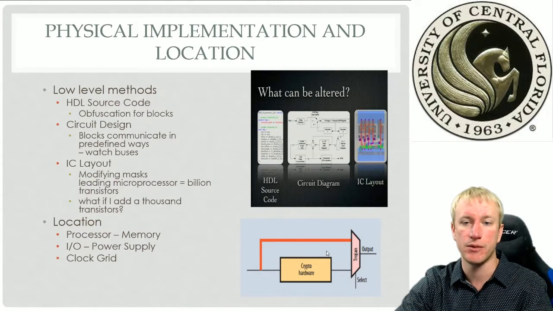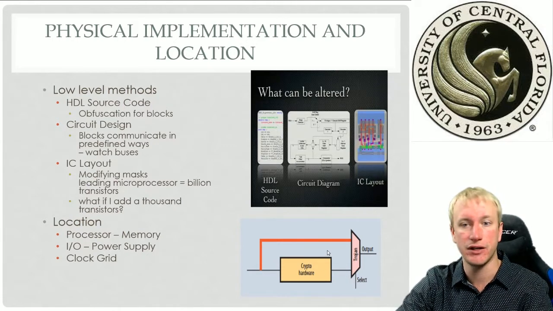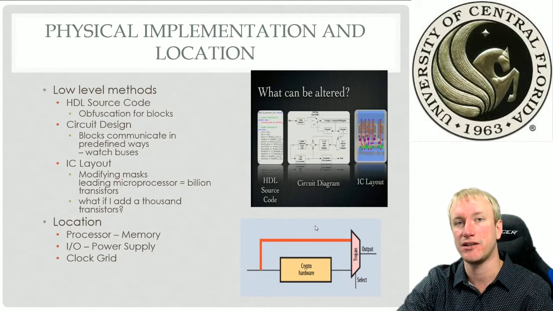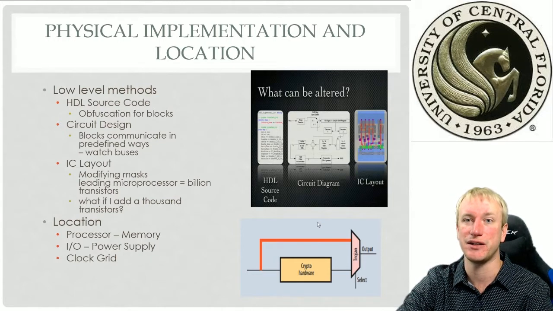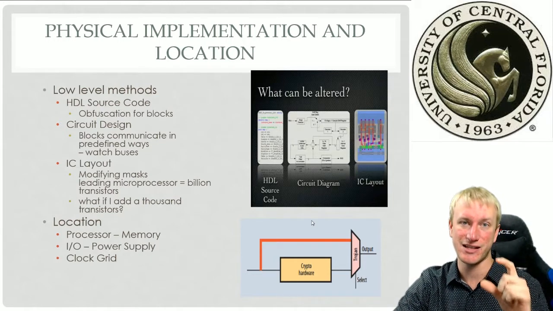Where can this be stored? Processor, memory, IO, clock grid, power supplies, a lot of places can be used. So keeping something like this under control is very important because it's very hard to find something, especially if it can be as little as that.